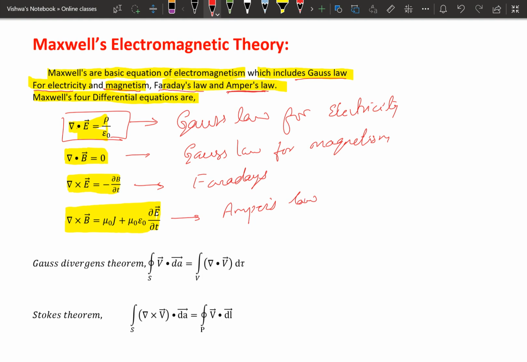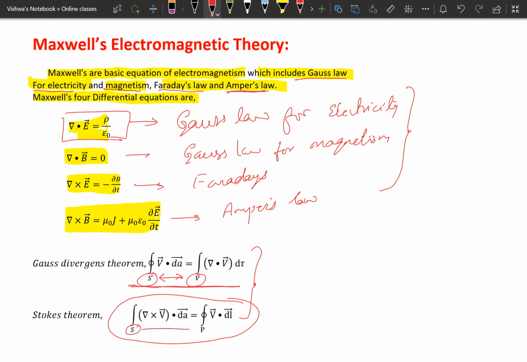For that, first we should know about these four laws and their mathematical expressions. Then only we can deal with these electromagnetic wave relations. One more basic concept used to derive these equations is the theorems: Gauss divergence theorem and Stokes theorem. Using Gauss divergence theorem, we can convert a surface integral to a volume integral and vice versa. Similarly, using Stokes theorem, we can convert a surface integral to a line integral and vice versa.